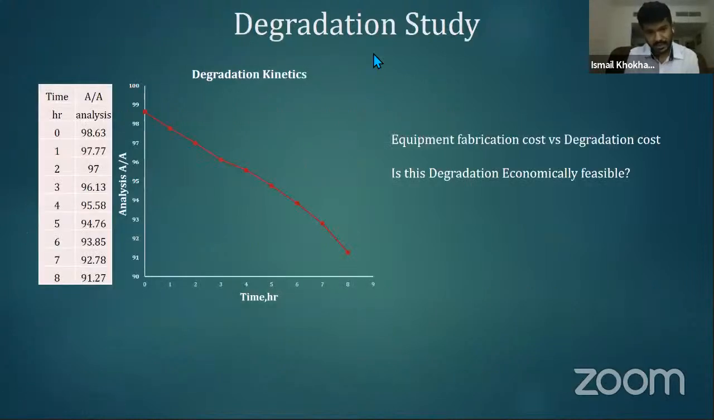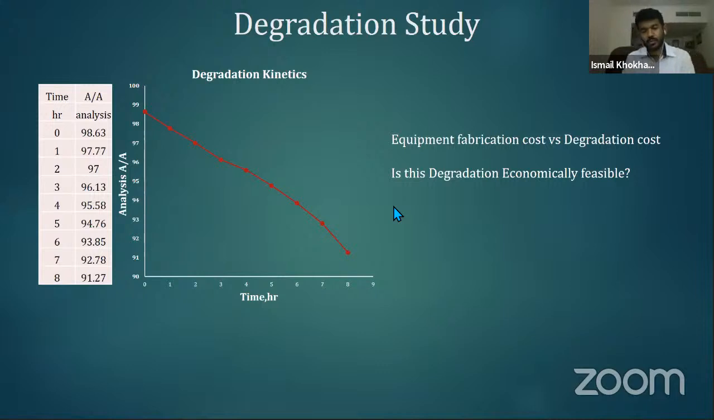Based on this data, we came to know that every hour the sample started degrading at higher temperatures. We started with 98.63% pure material. It is an area by area analysis, checked every hour. After 8 hours, the sample purity dropped to 91.27%. So you can say that approximately 0.8 to 0.9% degradation occurred. The product was degrading every hour.